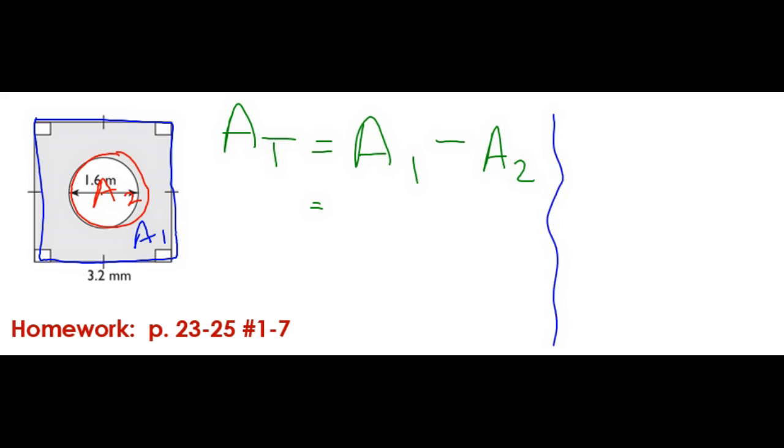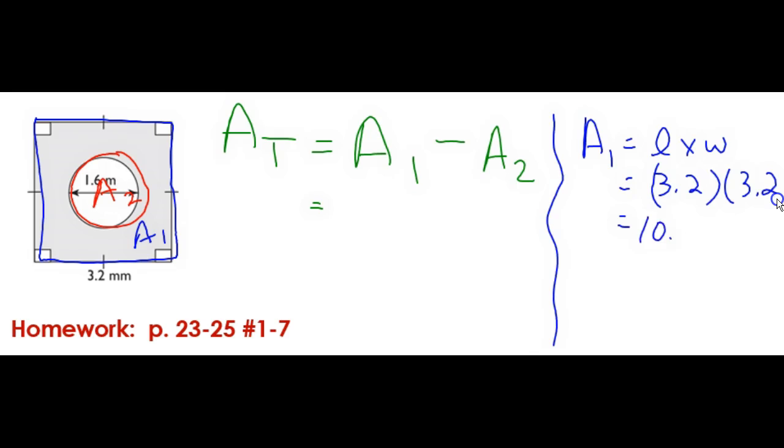Okay, so when trying to find area 1, it looks like it's a square. But a square is just a rectangle. So I could just say the length squared, or I could just use the formula for rectangle, which we're more comfortable with. It just so happens that the length and the width are the same in this case at 3.2 millimeters. So 3.2 times 3.2, and I'm going to work that out. So 3.2 times 3.2 in my calculator gives me 10.24. And that ends up being millimeters squared.